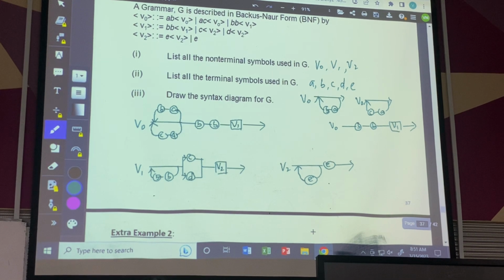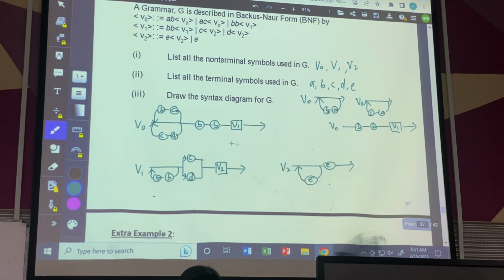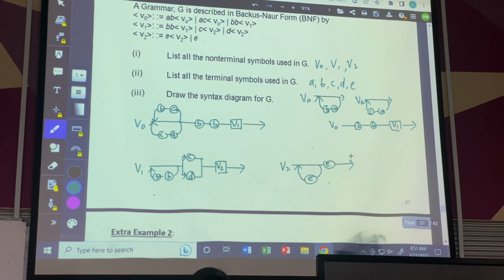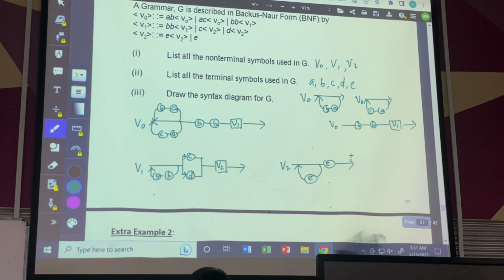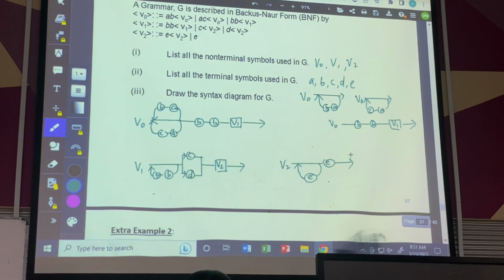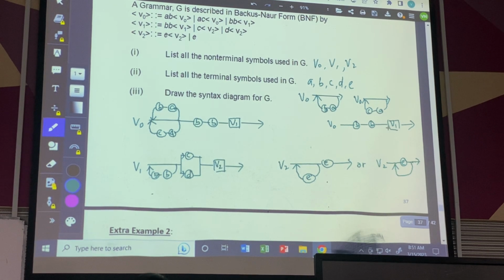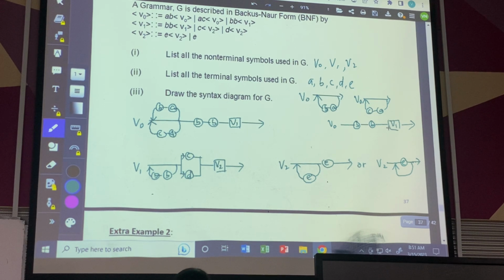V2 go to the loop, go back to V2, or the loop V2 go to E straight away, go out. Two different ways, either loop back or go out. If you want to draw one E also no problem, but the loop need to be like this. Also acceptable. The E go out or loop back to V2.